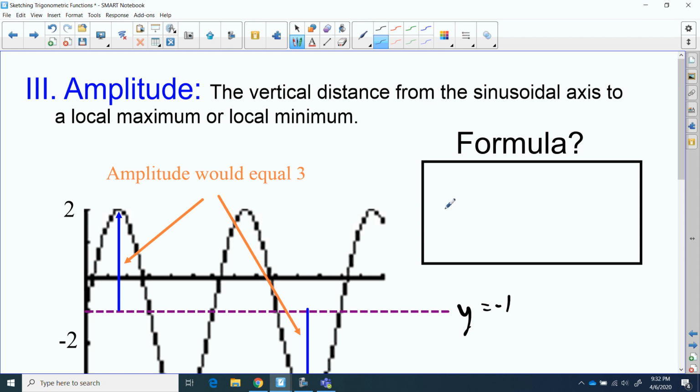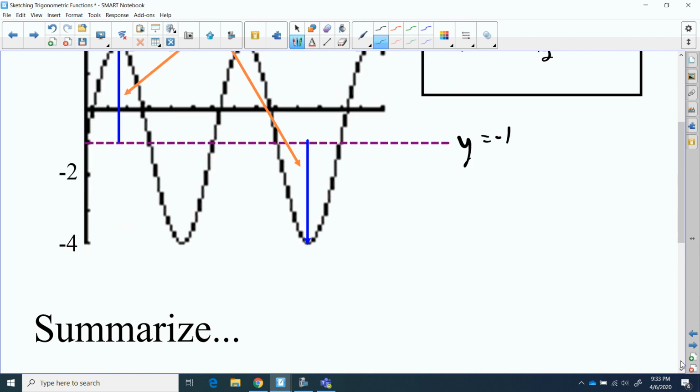There's a way you can calculate it, and it is simply this. The top number, so the max number, take away the smallest number, and then you just take half of it. So for example, on this one, the biggest number was 2. The lowest number was -4. So I would say the amplitude is 2, subtract -4, and then divide that by 2. Well, 6 divided by 2 gives me 3.